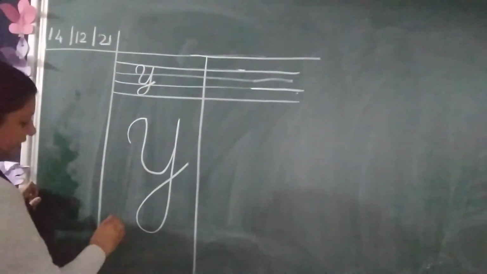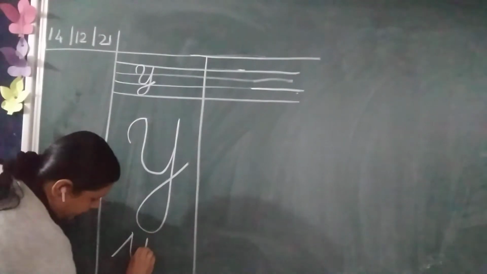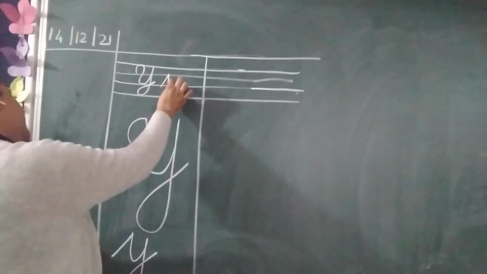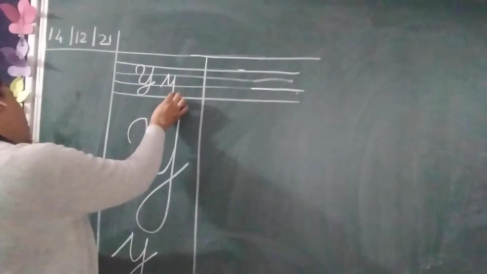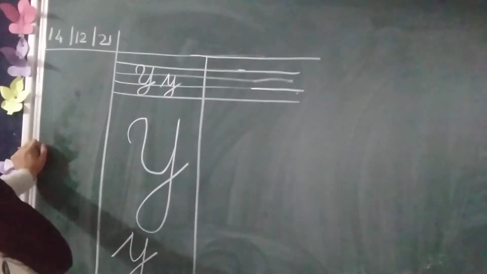For small y, we will do a slanting line and get a curve till the third line. Slanting line, we will come to the fourth line and then we get a curve.